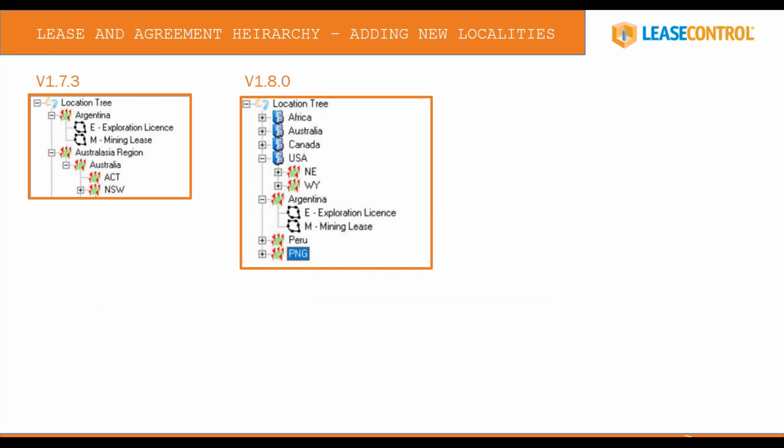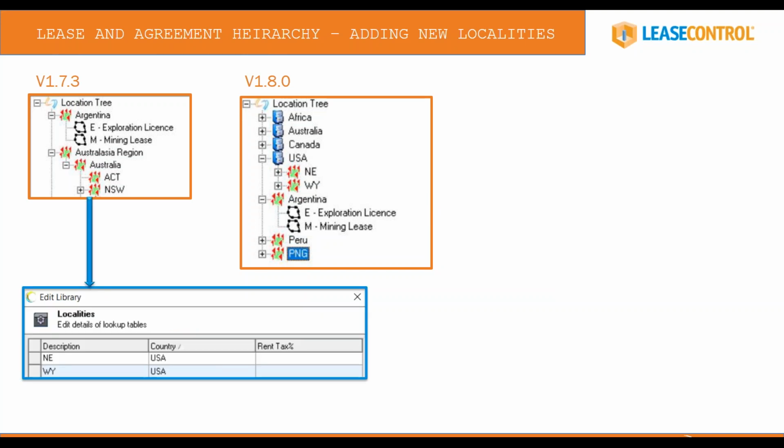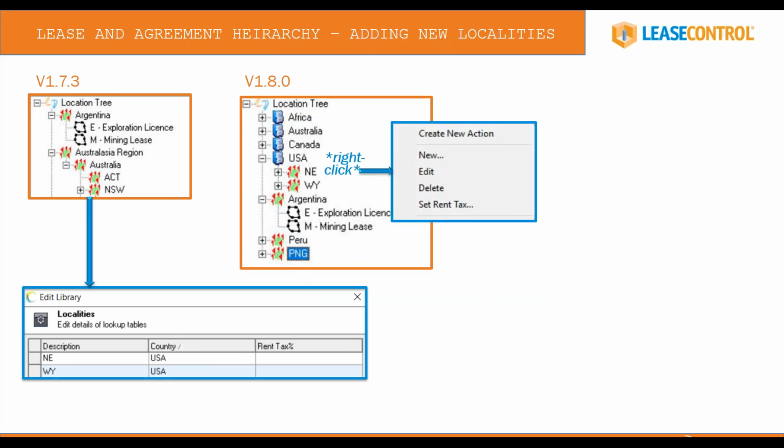Secondly, where previously the localities were controlled through a separate library, you now control them directly within the configuration screen. Simply right-click on the hierarchy and select New. Now just quickly while we're here, a little side note. The new location for nominating the tax that applies to rent has been located, seeing as you are losing that library.